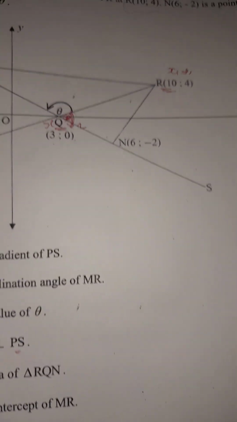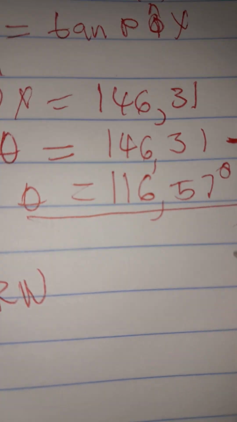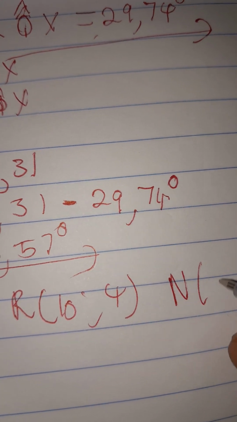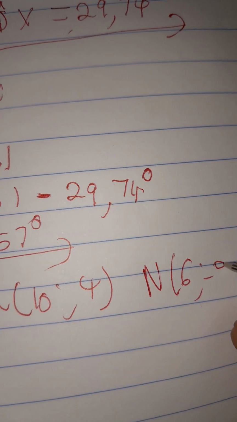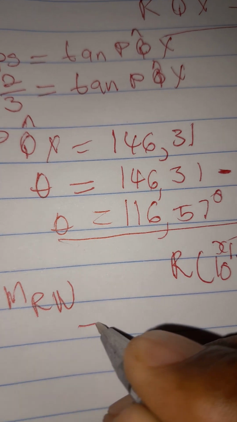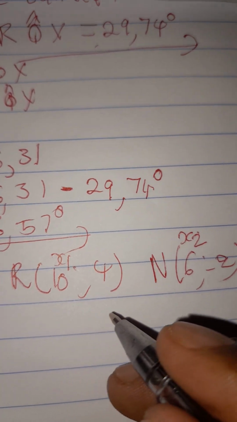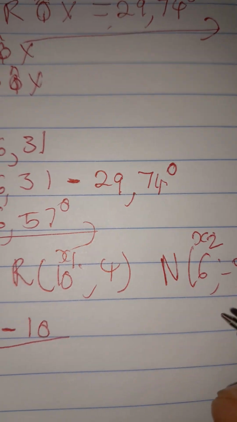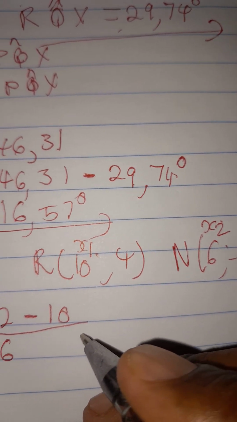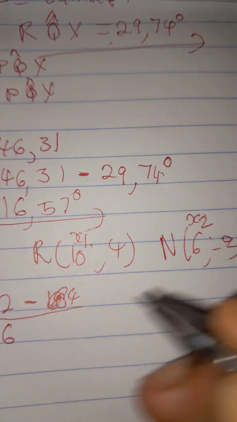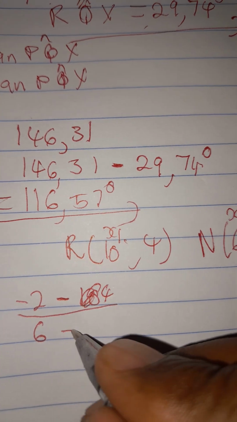All right. We have the coordinates there of RN. Coordinate R is 10 and 4, and coordinate N is 6 and negative 2. So let's put this x1, x2. Let's calculate the gradient as quickly as possible. What is our y2 there? Our y2 is negative 2. What is our y1? It's 4. Oh, I made a mistake here. It's supposed to be negative 2 minus 4. Sorry for that. As for x2, that would be 6, and x1 would be 10.